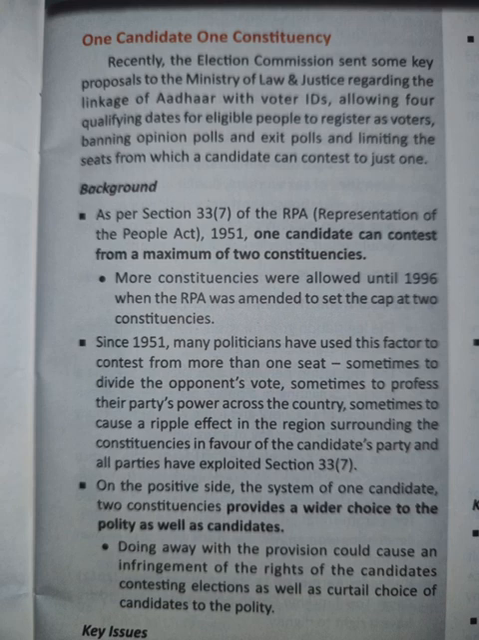Since 1951, many politicians have used this factor to contest from more than one seat, sometimes to divide the opponent's vote, sometimes to project their party's power across the country, sometimes to cause a ripple effect in the region surrounding the constituencies in favor of the candidate's party, and all parties have exploited section 33(7).